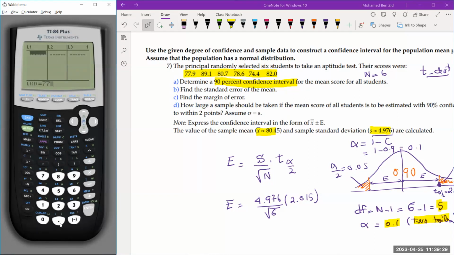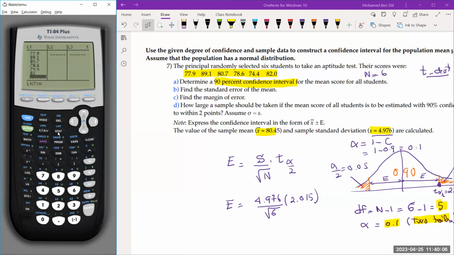77.9, enter, 89.1, enter, 80.7, enter, 78.6, then 74.4, then 82.0, right? Okay, they are the 6 numbers.